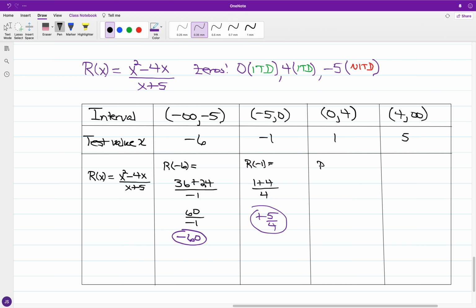Now for r of 1, 1 squared is 1. -4 times 1 is -4. 1 plus 5 is 6. So we got -3/6, and that is reducible to -1/2. So you have a negative sign value. The reduction, like in the case of simplifying fractions, is not critical. The main thing is the sign value.